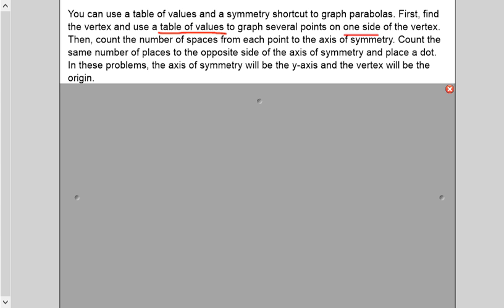Then, in the next step, count the number of spaces from each point to the axis of symmetry. I'll go through these steps again when I actually do the problem. It'll be easier to follow. Count the same number of places to the opposite side of the axis of symmetry and place a dot. In the problems in this section, the axis of symmetry will be the y-axis and the vertex will always be at the origin for these problems right here. Okay? In other sections, we'll change that later on.